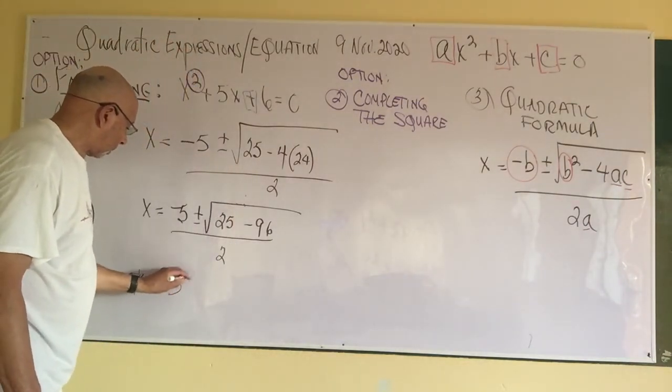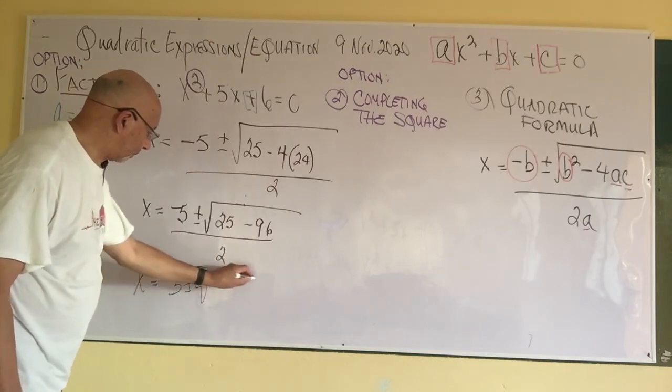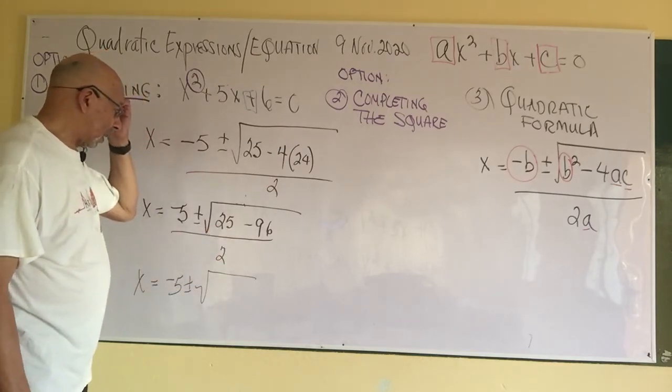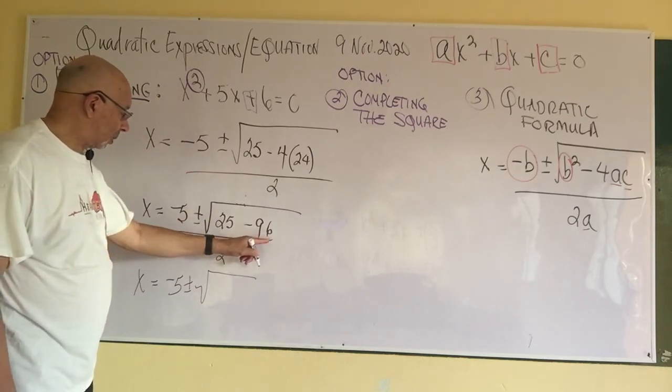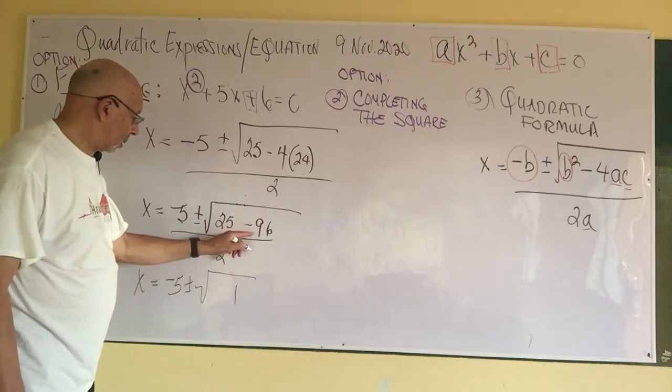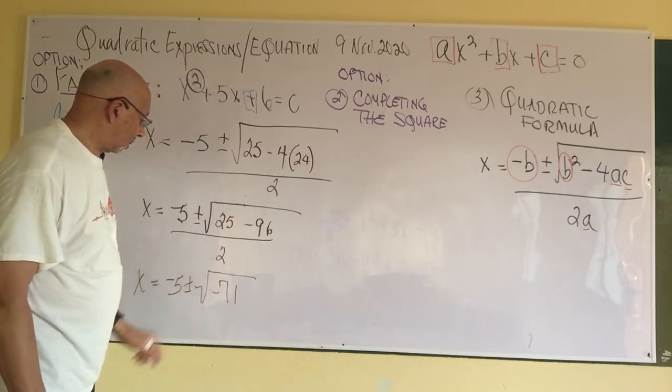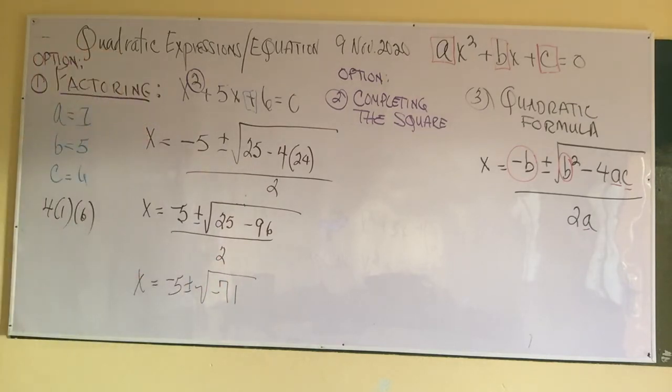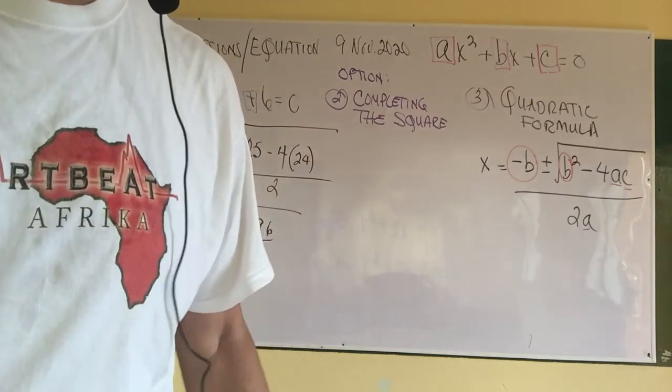Minus 5 plus or minus square root of 25 take away 96 is going to be negative 71. So the negative 71 is not a real number. So there's nothing I can square, multiply by itself, and get a negative. So let me make sure we did the right thing here and I took down the right formula.